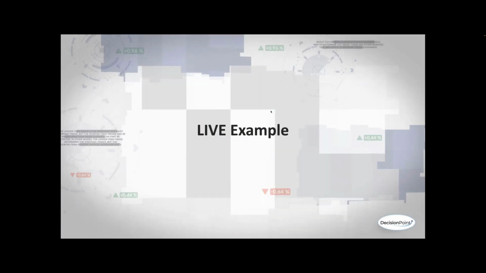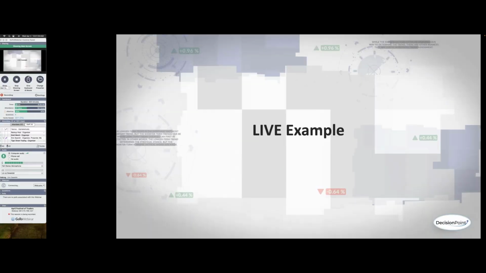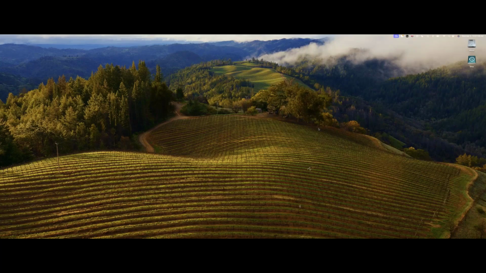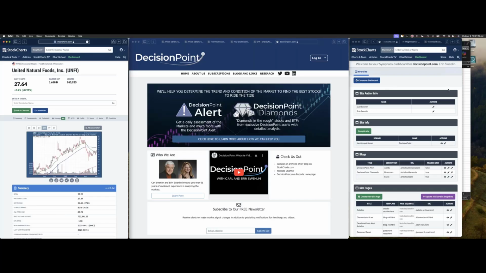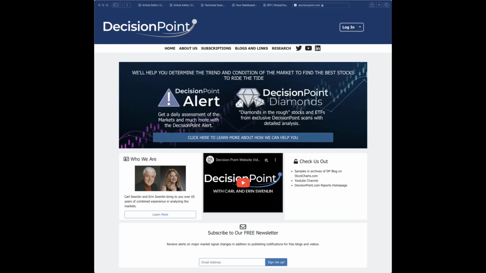So let's go to a live example. Let's talk our way through the Decision Point Alert. All right, give me a moment here to make sure that I can share the right screen. There we go. That's better. And I apologize, I can't really get the screen any bigger than this. I have a curved monitor and it just doesn't share the screen optimally. So I apologize, some of these charts and things are going to be lower.